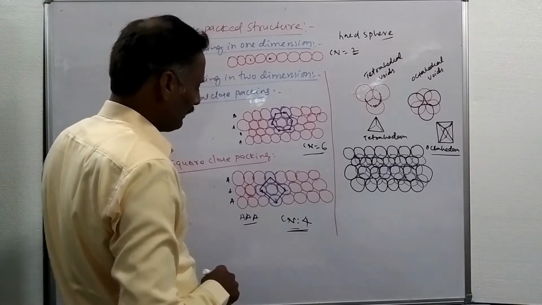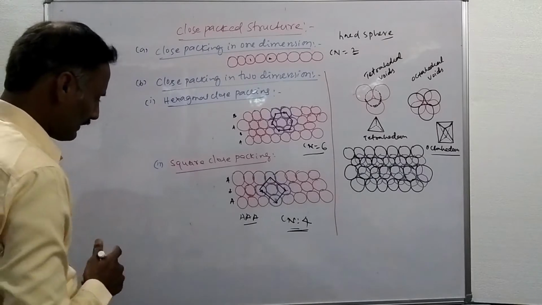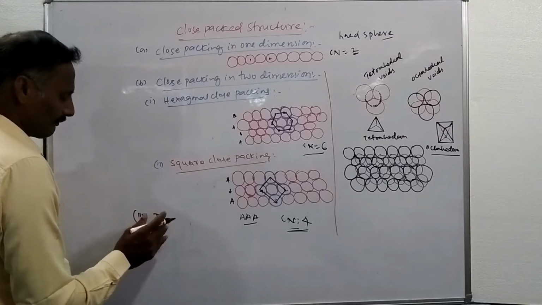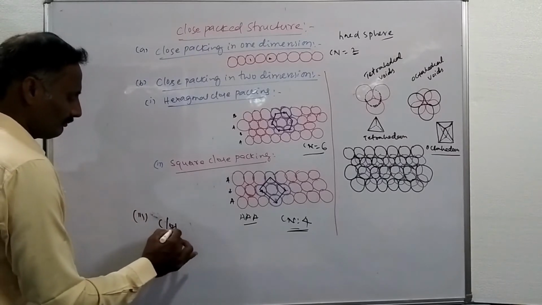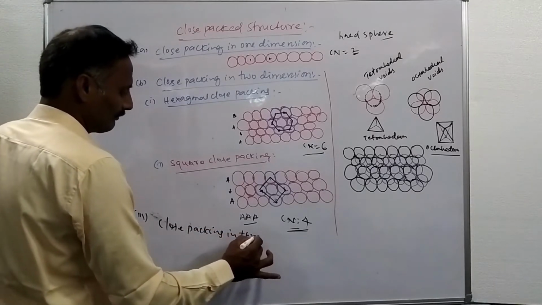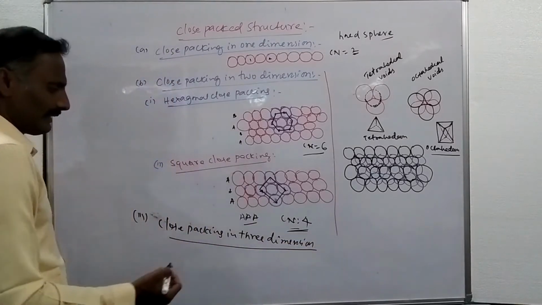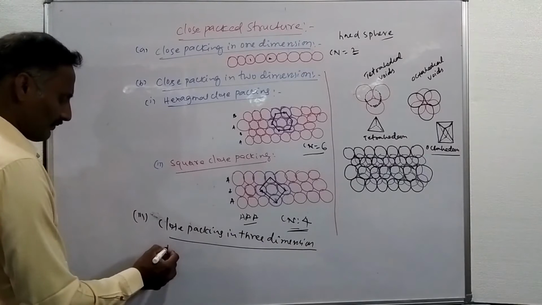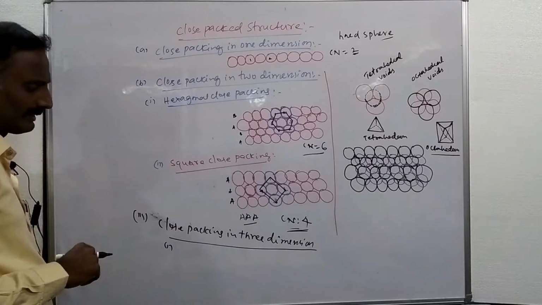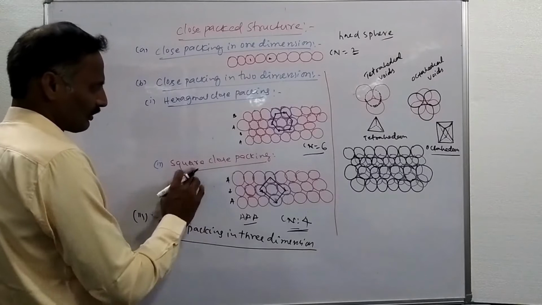Similarly, this is about two-dimensional close packing. If you go for the third one, that is three-dimensional close packing, close packing in 3 dimensions. In close packing in 3 dimensions, we come across 2 types of arrangement: by taking square close packing, or by taking hexagonal close packing. If you use this one, it is close packing using square close packing.